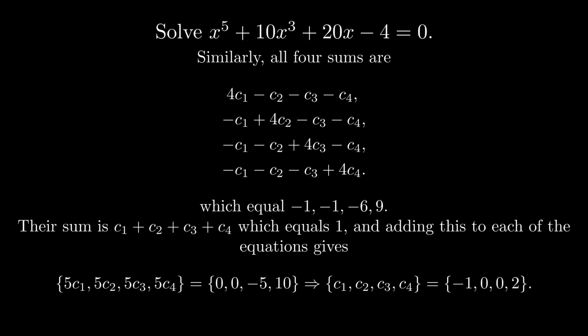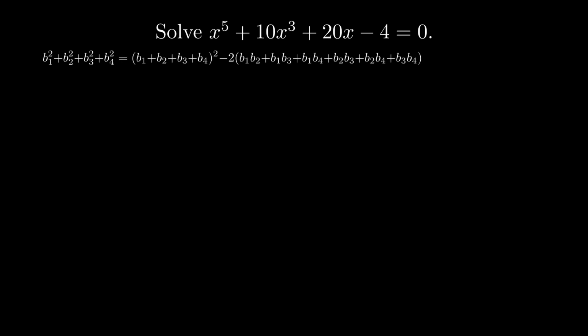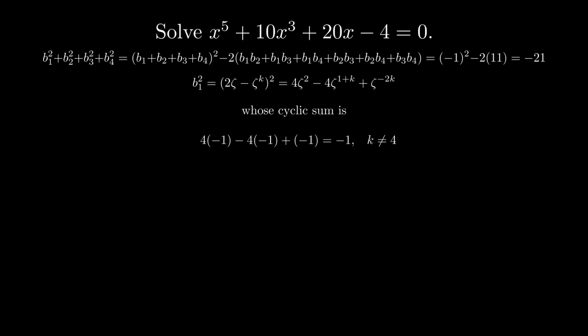So then which is which? We can assume that C1 is equal to 2. Which one is -1? We'll figure that out by considering the sum of the BI's squared. On one hand, the sum is symmetric, so we can write it in terms of the elementary symmetric polynomials and get its value to be -21. But on the other hand, if we write B1 as 2 zeta minus zeta to the k and square it and expand, the cyclic sum of the first and third parts will each be -1, as will the middle term if k isn't equal to 4.